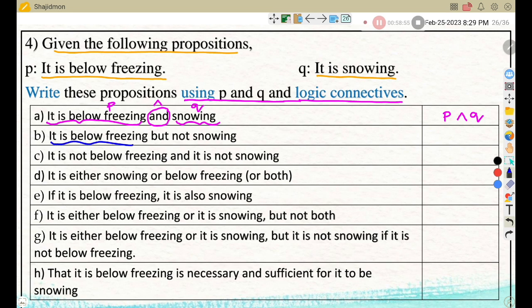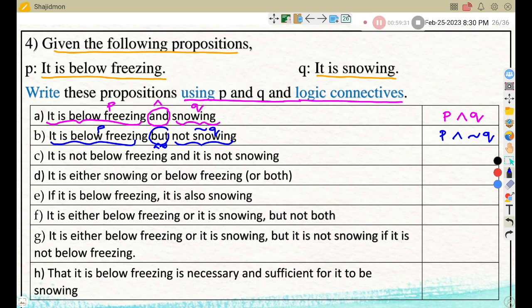Now the second one, B part. See, it is below freezing, that is P, correct? But not snowing. Not snowing means negation Q, correct? Q means snowing, not snowing means negation Q. Both will be there. It is below freezing and not snowing, but here we can see it works like the and symbol. So we can use P and negation Q, correct? But means both will be there. Both means we call it the and symbol, correct?